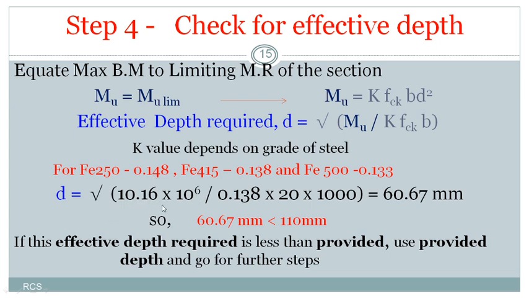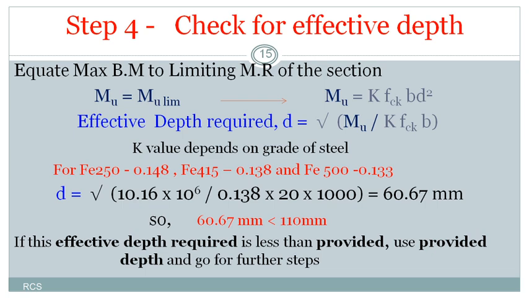It is the maximum value of bending moment among the x direction and y direction. The k value is 0.138. fck we are using is 20, and 1000 mm is the 1 meter width of the slab. If you calculate this, we'll get a small d, that is the effective depth required. The minimum effective depth required is 60.67 mm. But the assumed depth is 110, so our assumed depth is greater than the minimum depth required for this particular slab. So we go ahead with the further steps.